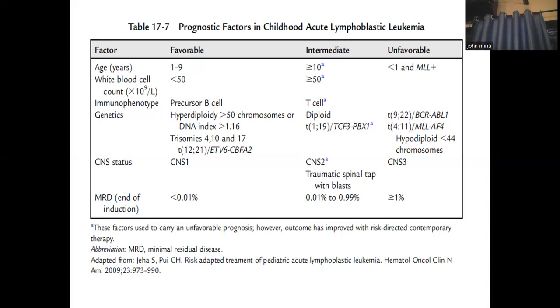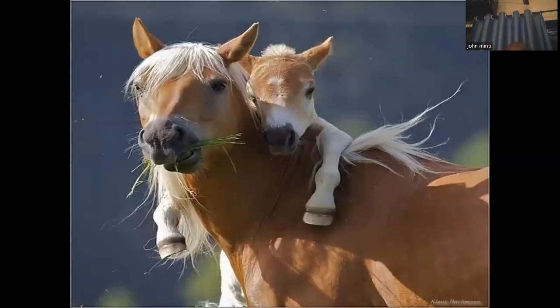Then CNS status stage 1, that is, less than 5 blast cells, and minimal residual disease less than 0.01%. These factors determine the outcome of this disease in children. And this brings us to the end of this topic about acute lymphoid leukemia.